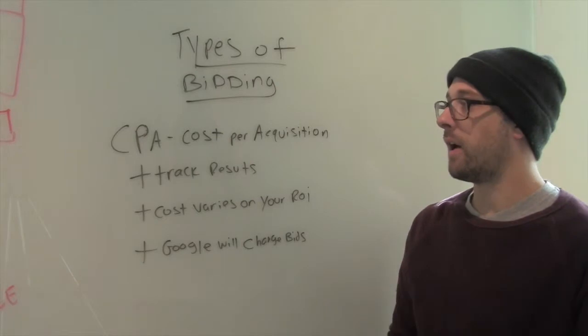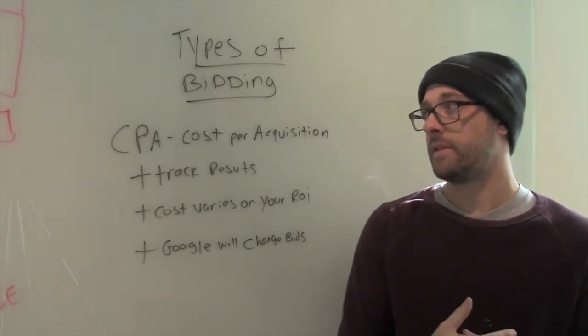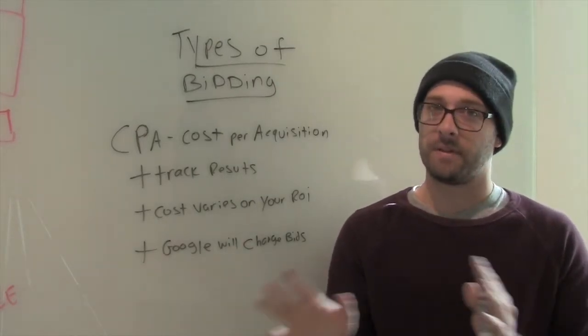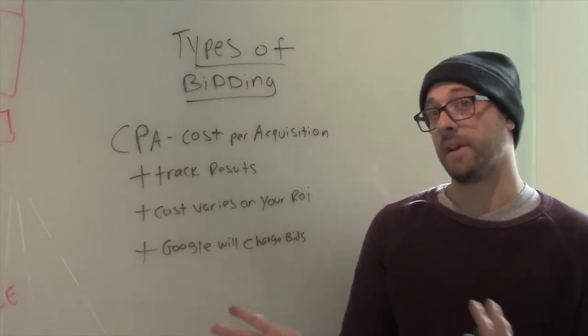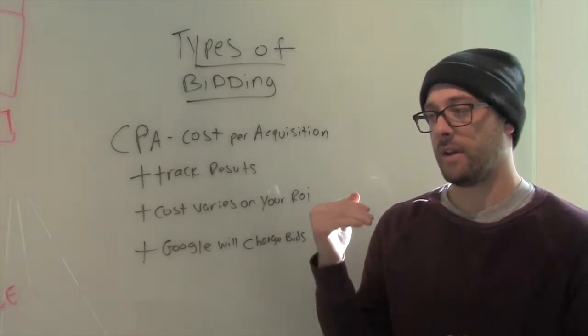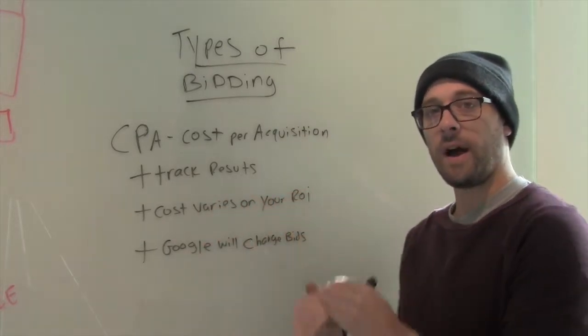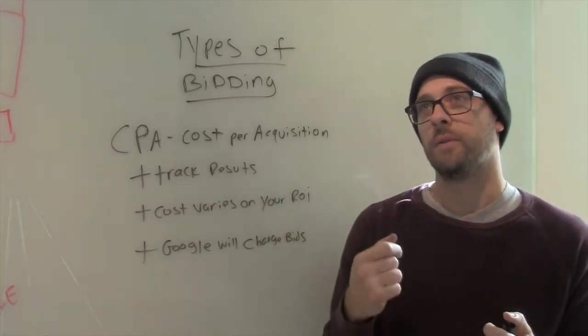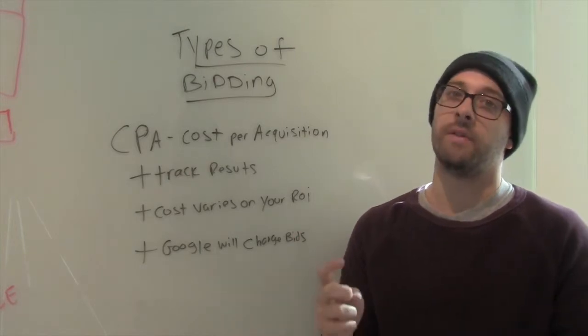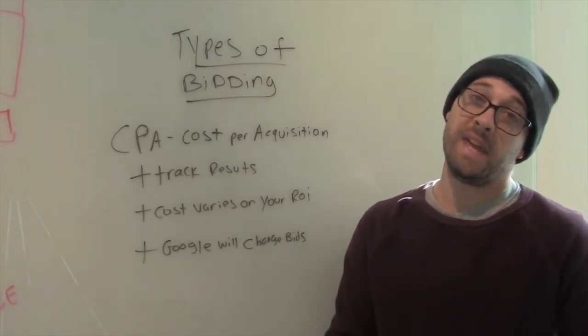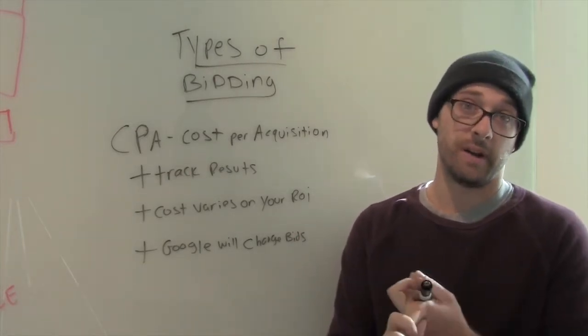Cost per acquisition, or CPA. This is awesome. Some will say it's the best type of bidding, because you're connecting your bid to exactly your ROI. To do that, among other things, you need to be able to track conversions. What is a conversion?